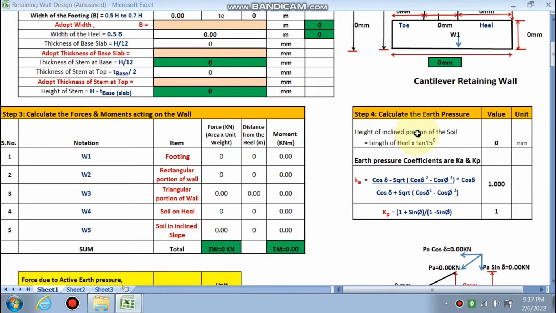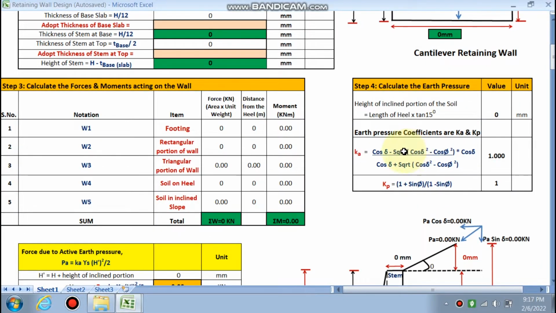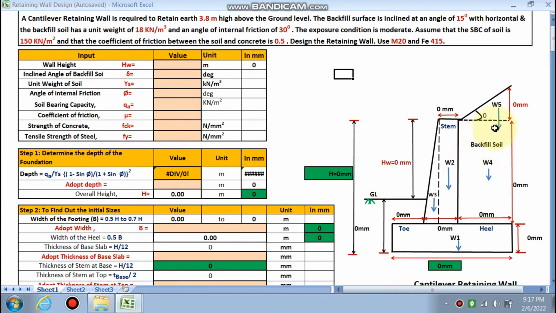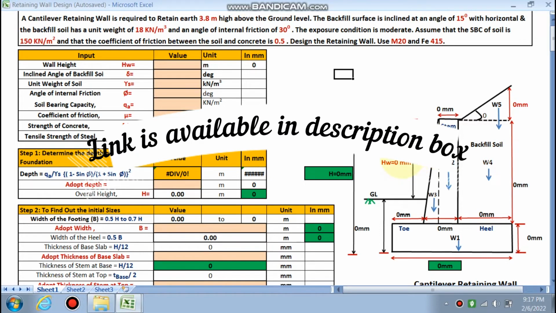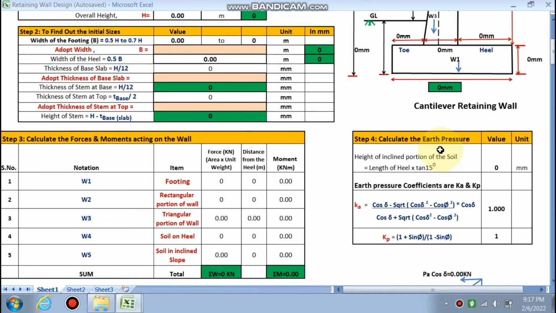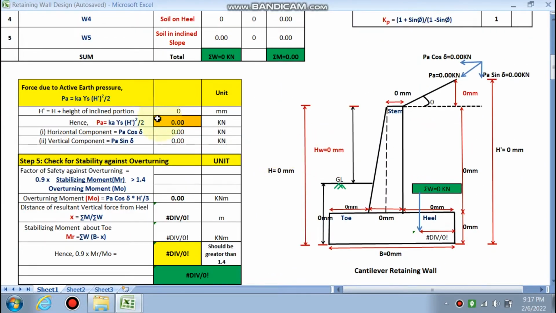The next step is to calculate the earth pressure coefficients, like Ka. We all know this is the active earth pressure coefficient, so it will calculate Ka and Kp. Kp is the passive earth pressure coefficient. What is Ka? The active earth pressure coefficient applies when this wall is moving away from the backfill soil, right? And when the wall is moving in this direction, that is towards the backfill soil, this is called the passive earth pressure.